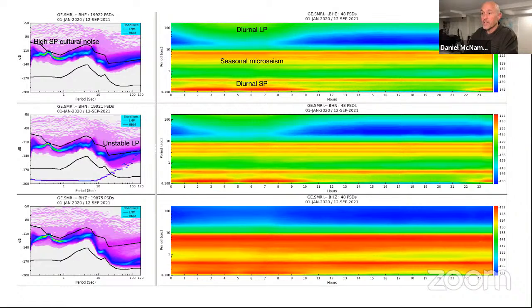But you're right, in this particular one, the microseism and the cultural noise kind of blend together. But you can see it's a bit of a low at 1 second and lower periods until it goes up to that peak again. So that low point is probably the separation between the cultural and the microseism noise. But you're right, they start to blend together when the microseism is so high.